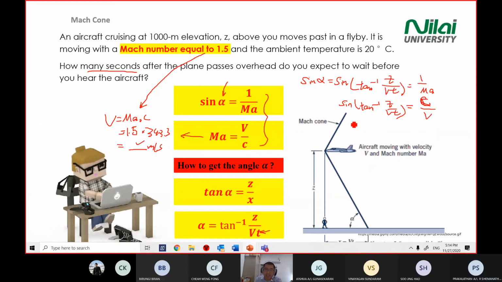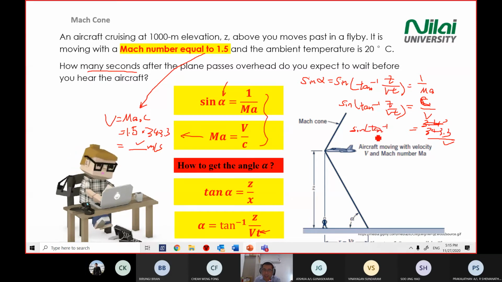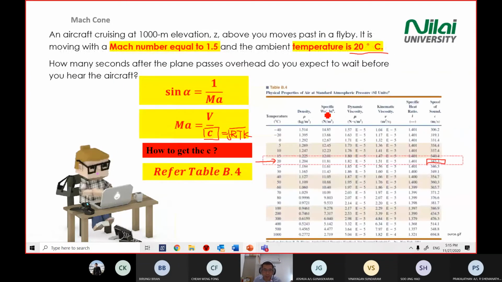So you have your V, or straight away from here also you can solve already, actually. Okay, I continue with my mathematics equation here. 343.3 divided by V equal to sine of tangent inverse of Z over VT. Then you will have Z equal to 1000. VT you don't know.